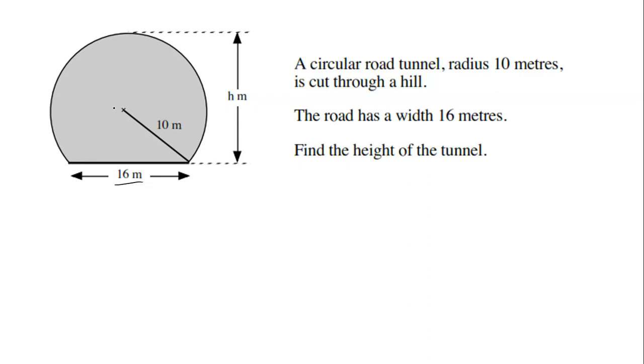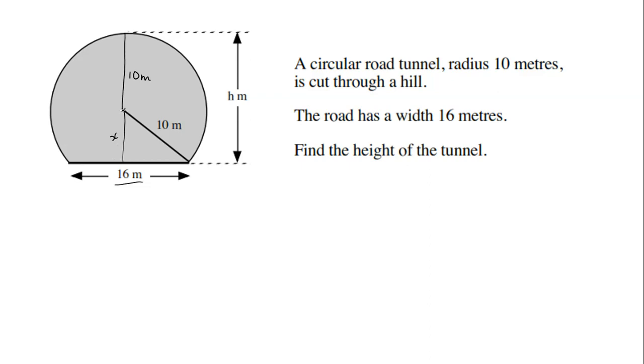There's a few things that I can mark in just now that will probably make this a bit easier for me. I want to find the height of the tunnel, so that's going to go from the road all the way to the top. I know instantly that from the centre of the circle to the top of the circle is 10 metres because it's also a radius. In order for me to find the height though, I need to find the distance between the centre of the circle and the road, which we'll call x metres.